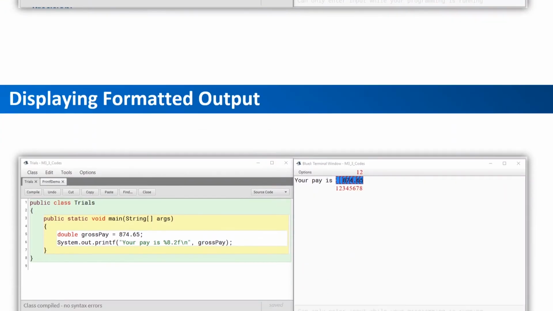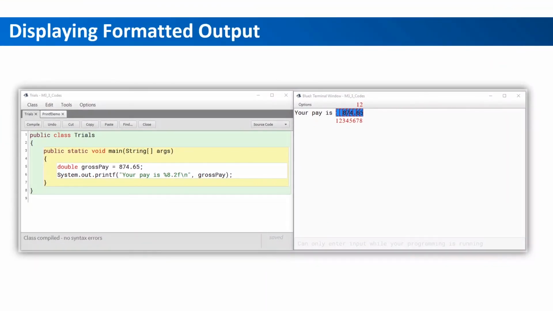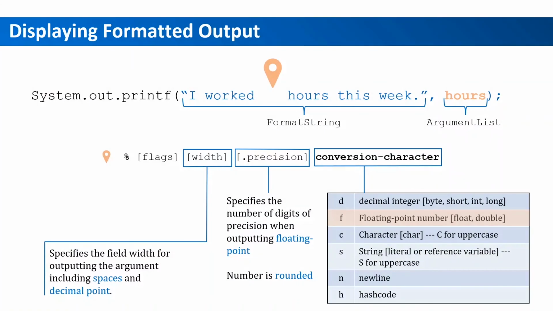Now let's put the field width and the precision together. By specifying the total width to be 8 and the precision to be 2, we have the number printed with a total of 8 places, including the decimal point. We also have 2 decimal places. Alright, let's now explore the strings.